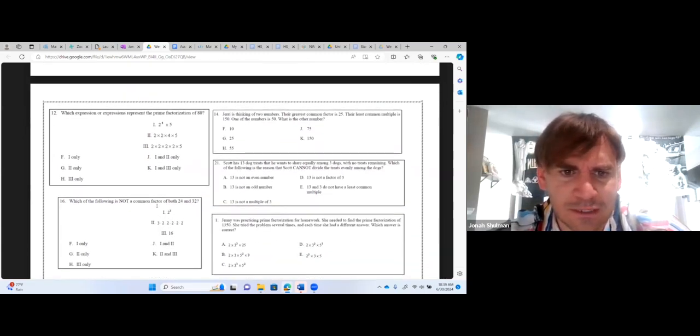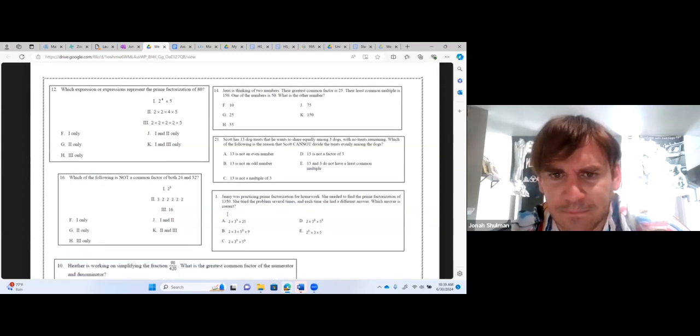Which of the following is not a common factor of both 24 and 32? Is 16? No. 16 isn't a factor of 24, so 16's out. But we basically just have to figure this out. 8 works, so A is here. For 3, it's 2 times 2 is 4, times 2 is 8, times 2 is 16. It's not 2 either, so this one's just 1.